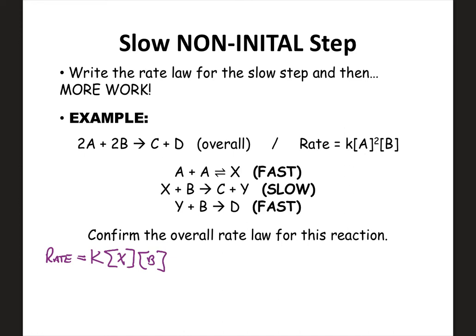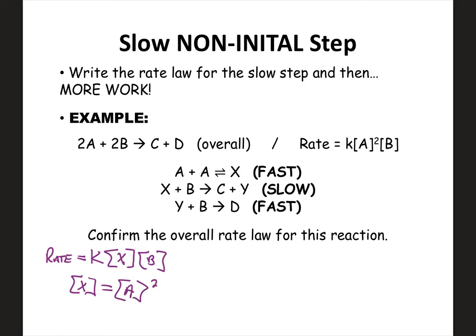But if you notice here now, we have X in our rate law, and X isn't even part of the actual reaction, right? This happens partly because the slow step was not the first step. So what we know from the first step, if you take a look at it, is that A plus A is in equilibrium to get X. So essentially, from step 1, we know that the concentration of X would be the same thing as the concentration of A squared.